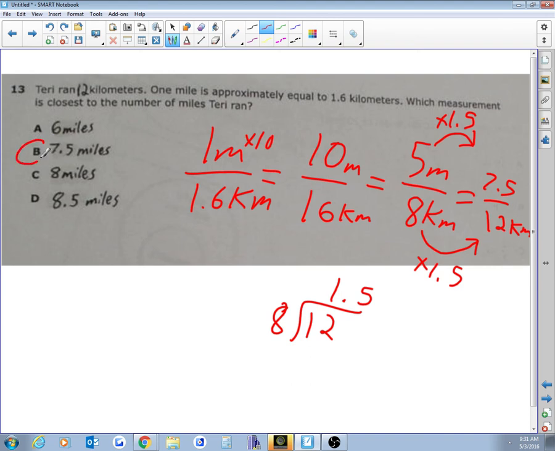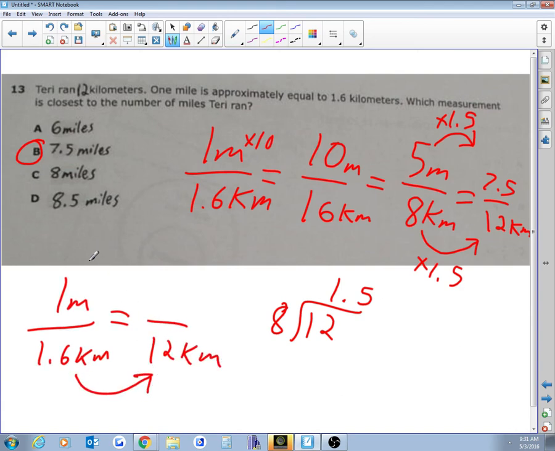So 7.5 miles. I also could have done that straight from here. 1 mile over 1.6 km, and I'm looking for 12 km, and the scale factor here would be times 7.5. 12 divided by 1.6 is 7.5.